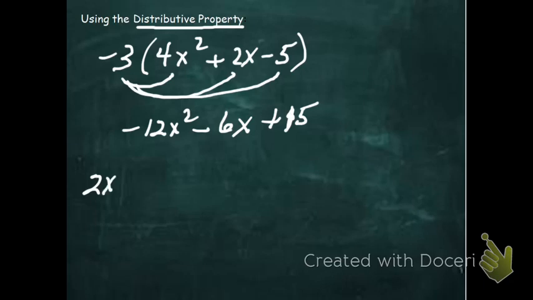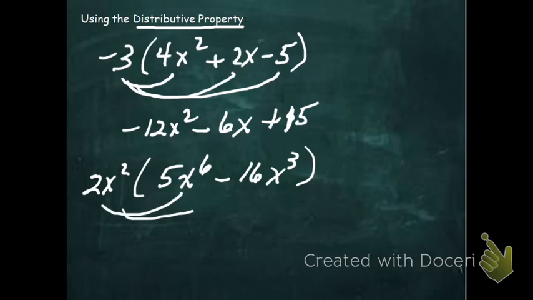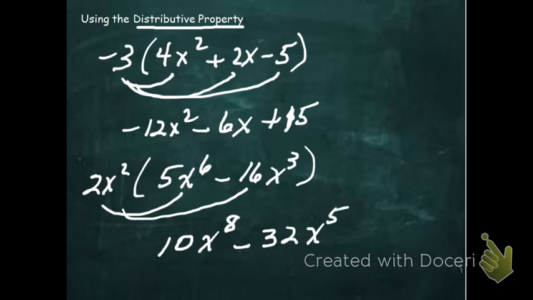Another example, 2x squared times 5x to the 6th minus 16x cubed. Well, again, we're going to distribute this 2x squared. So 2x squared times 5x to the 6th is going to give me a 10x, and remember we add those exponents together, x to the 8th, and 2x squared times negative 16x to the 3rd is going to give me a negative 32, and then adding the exponents together, x to the 5th power. All right, so that's your distributive property. Multiplication distributes over adding and subtracting.